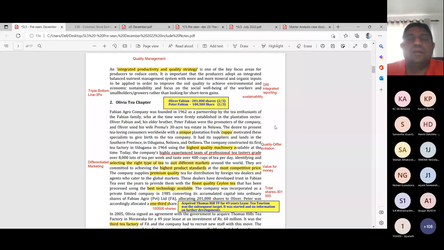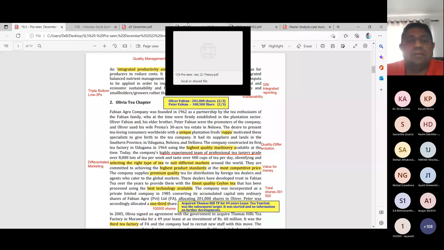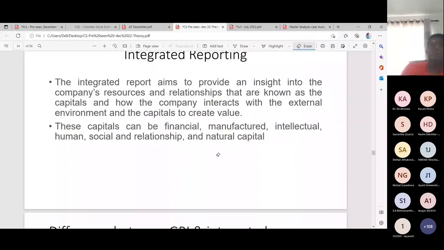Then integrated reporting is another area. We know about what is happening in integrated reporting. In India, we connect non-financial information also with the financial information. Here we mainly focus on how the company interacts with the external environment and how the capitals help you to create value. There are six capitals you have learned: financial capital, manufactured capital, intellectual, human, social and relational, and natural capital. So focus on those areas, how you can report the information on that one.